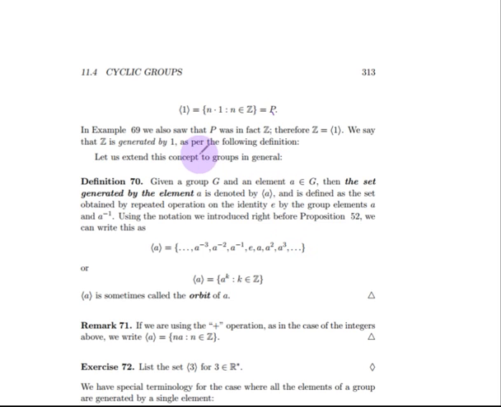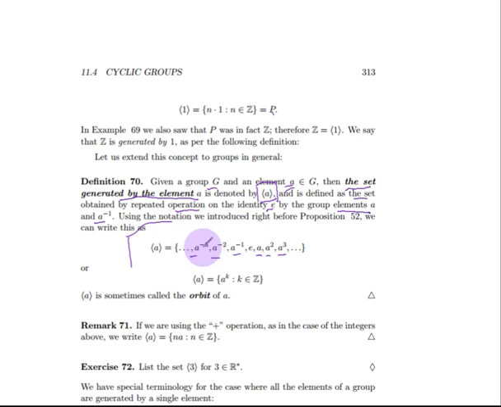Okay, so let's generalize this concept. Given a group and an element A in the group, the set generated by the element is denoted by angle brackets A and is defined as the set obtained by repeated operation on the identity E by the group elements A and A inverse. So what does that mean, repeated operation? We take E, operate A on that, then operate A again, and again, and that gives me A squared, A cubed. Same thing with A inverse: repeatedly operating A inverse, I get A inverse, A to the minus 2, A to the minus 3, and so on.